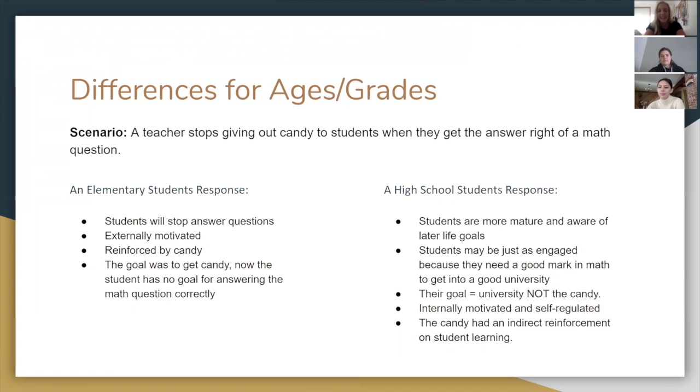If we look at a high school student's response, they're more mature and aware of later life goals. In this scenario, when a teacher stops giving out candy for right answers to a math question, students will probably still be engaged because they need a good mark in math class to get into a good university. Their goal is university and not the candy itself. High school students are more intrinsically and internally motivated and self-regulated. This really goes to show that the reinforcements are more indirect than direct in student learning.